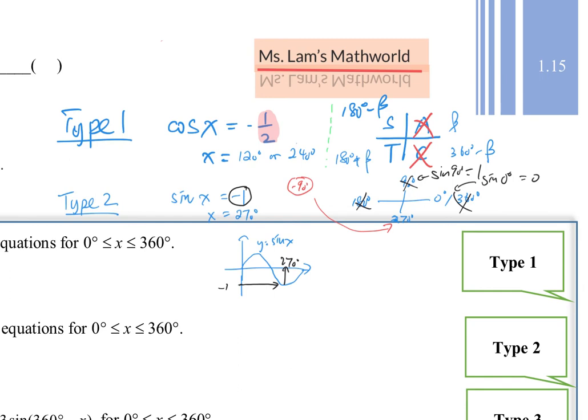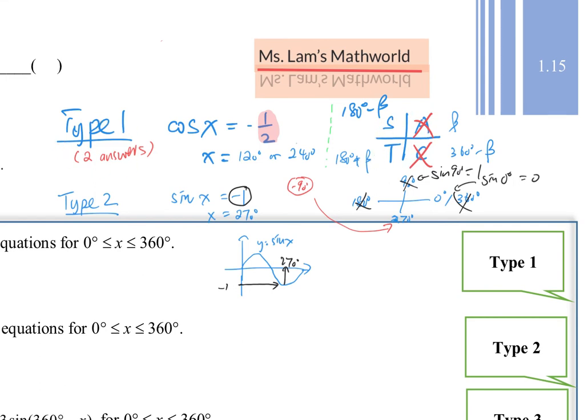For type 1 trigonometric equations, you will surely have two answers. If it is from 0 to 360 degrees, you will have two different answers. Two answers, two roots, because you always have two quadrants in type 1.